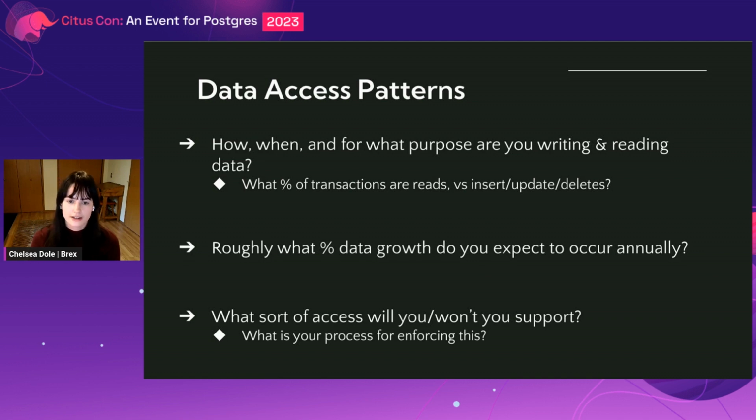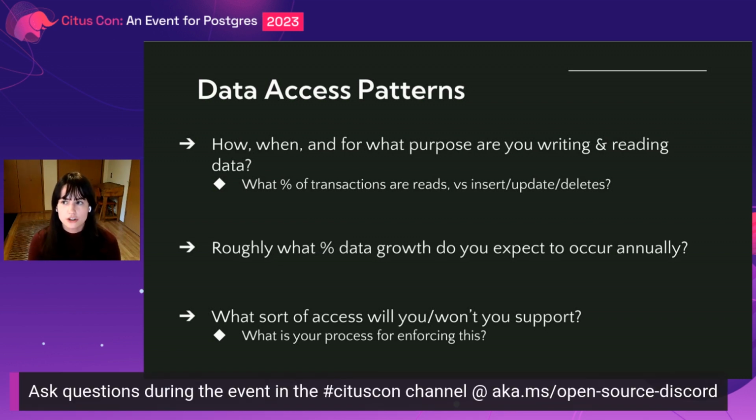Secondarily, roughly what percentage of data growth do you expect to occur annually? Where do you expect to be in a year if the current system maintains? And finally, what sort of access will or won't you support? As a data team, do you allow people to have certain access patterns? Or will you ensure that they're only allowed to access the data in certain ways?